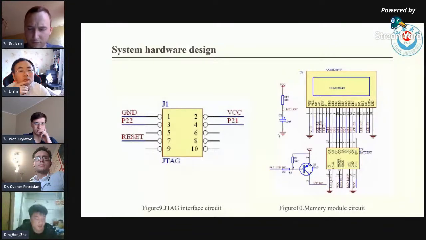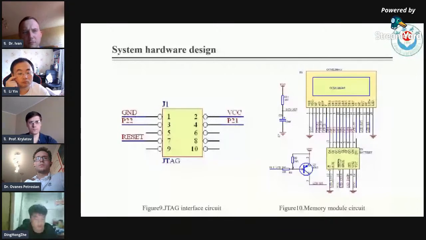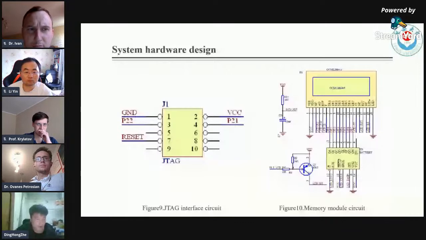The JTAG interface circuit is shown in Figure 9. The schematic diagram of the storage circuit: in the process of positioning, because of the large amount of data to be processed, the memory capacity of the chip can't meet the needs of the system. The system needs external memory. The system uses the Samsung K9F1G08 chip, which belongs to NAND flash.